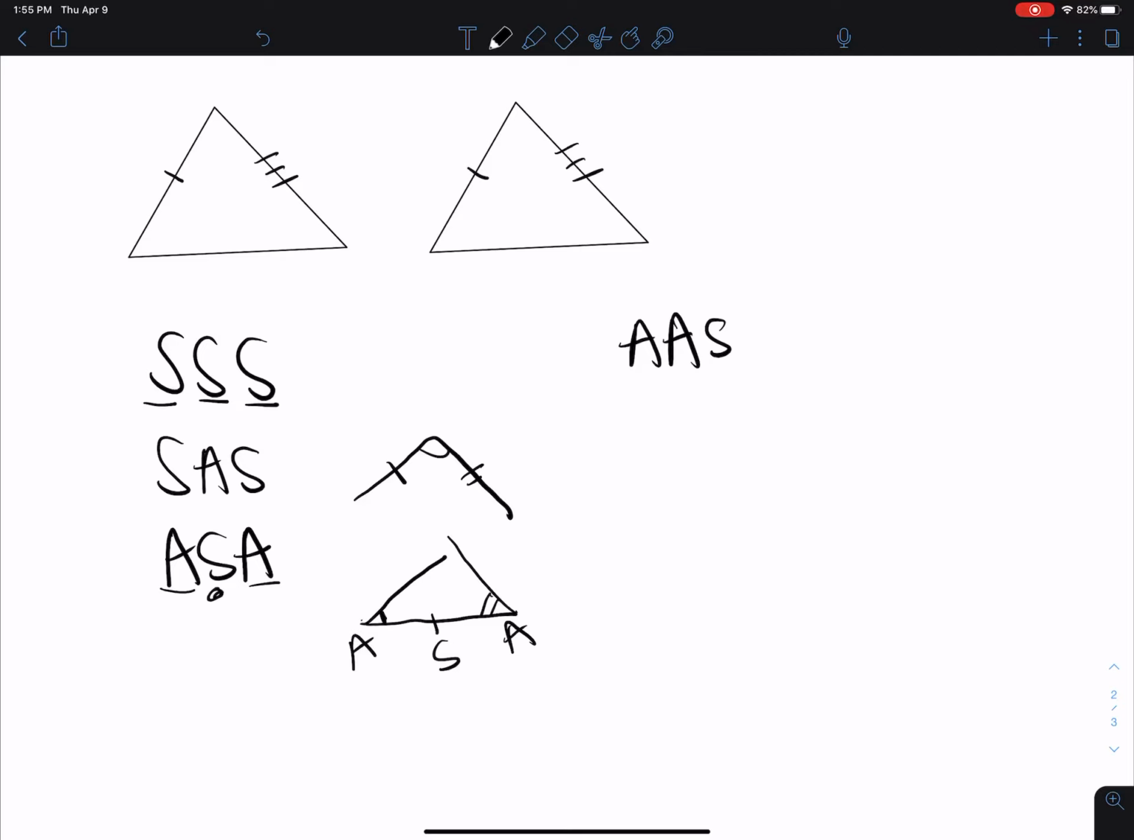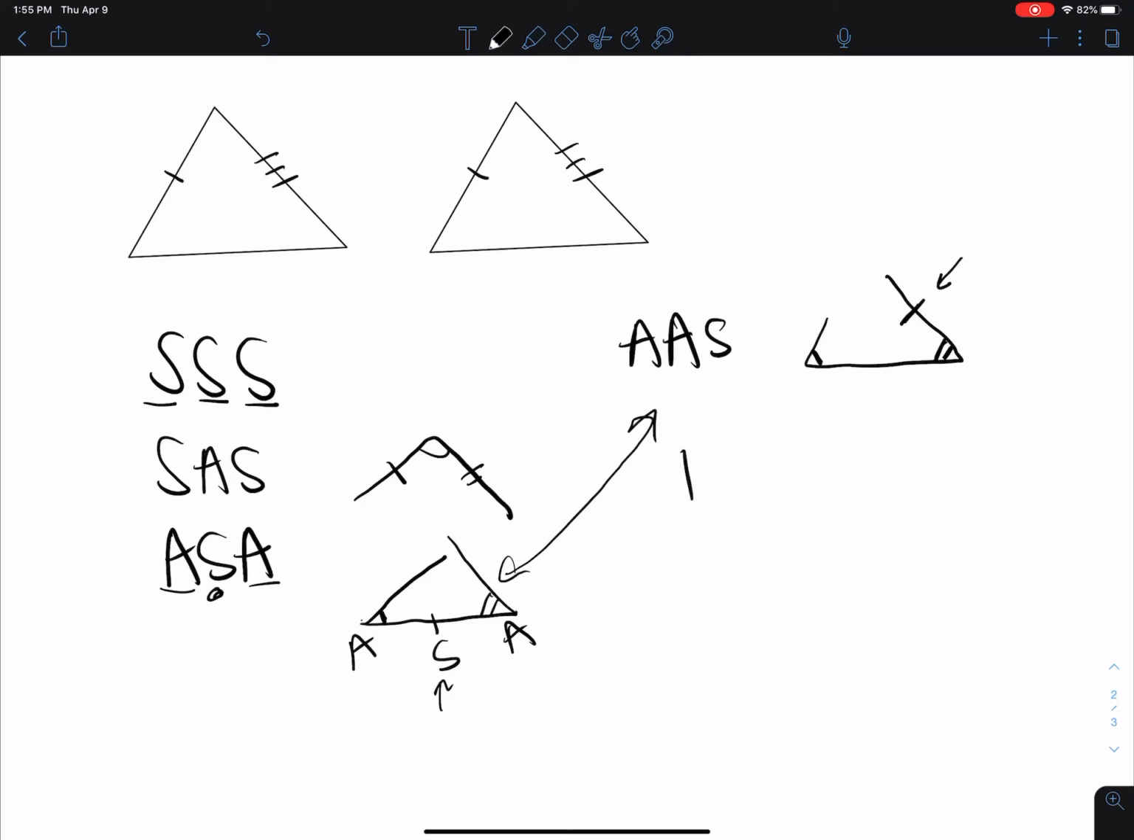Okay, the next one is angle, angle, side. So this one is saying you have an angle, and then an angle, and then a side. So the difference between these two is that the side is in between. For angle, side, angle, the side is in between the angles. And then for angle, angle, side, it's after. It's not in between the two angles. Okay, so that's the difference between those two.